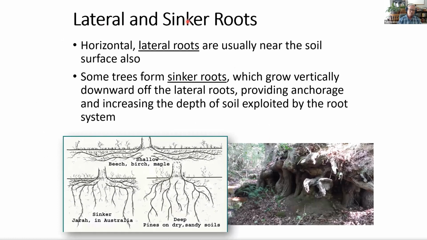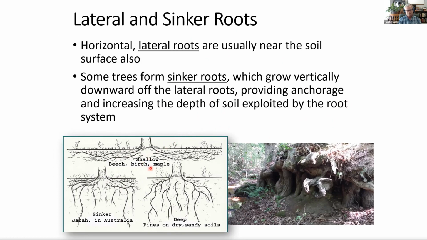We have lateral roots and sinker roots. Horizontal lateral roots are usually near the soil surface. These are going to be these big things, big lateral roots moving away. Some species of trees form these sinker roots. So it goes out some distance and then it'll drop a sink. But it really can only exploit whatever the soil characteristics are. And we'll see that a little bit later.